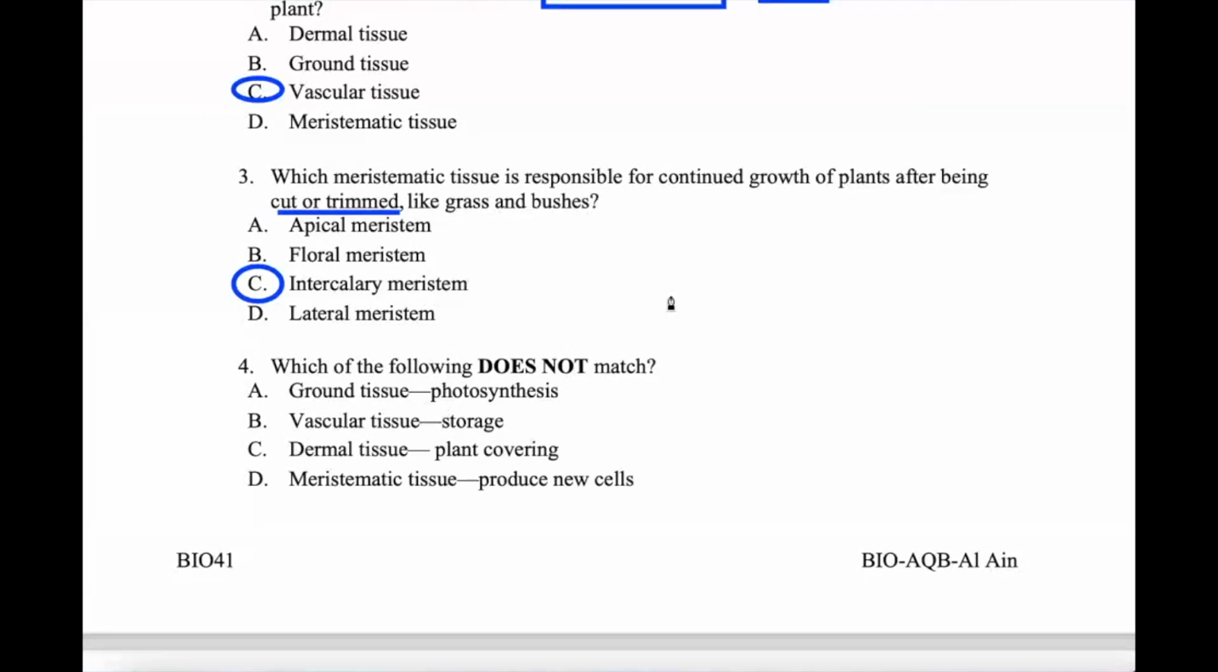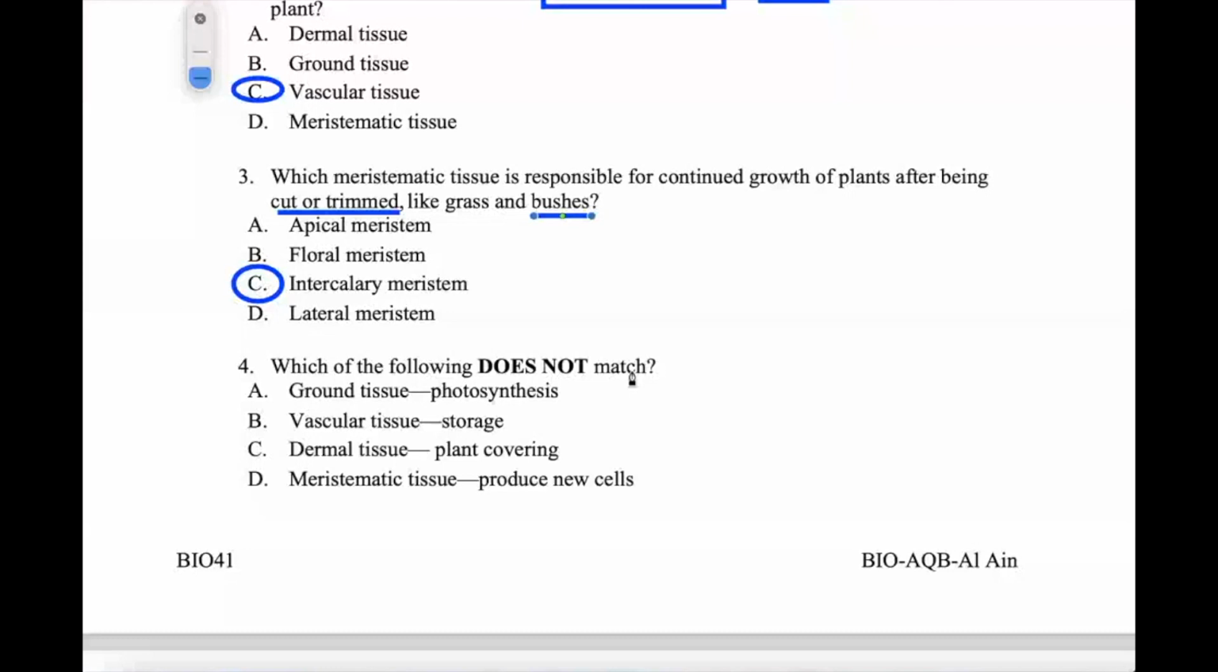Tips. Tips of the root and shoot. It is for the apical meristem. Lateral is when they increase in diameter. And when you cut and trim the bush, or bush means the woody plants, small woody plants, so that's why lateral. Sorry, it was disconnected. I checked and saw that you were not there. That's why I started to discuss.